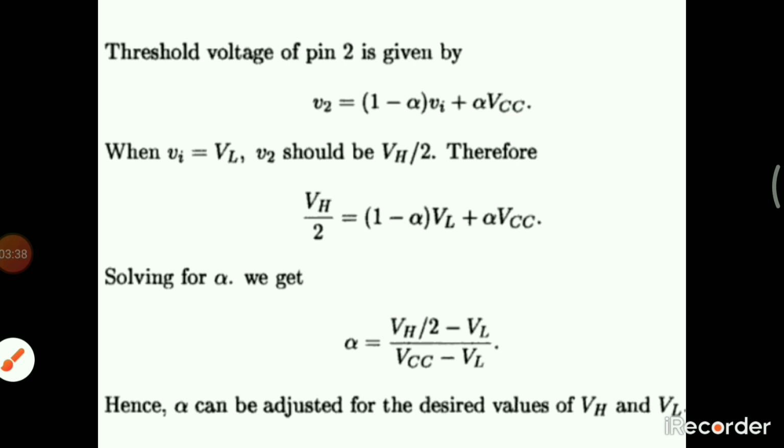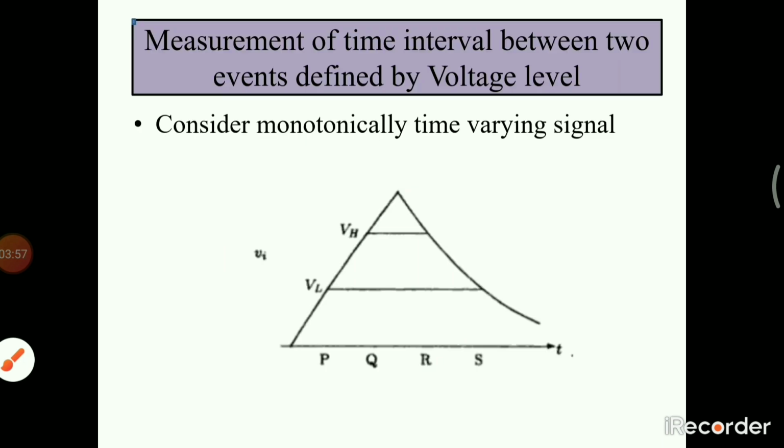So this is about the measurement of capacitance by using time constant tau. So we could find out the value of the capacitor while charging, and the value of the capacitance of the capacitor. The next point is measurement of time interval between two events defined by voltage level.